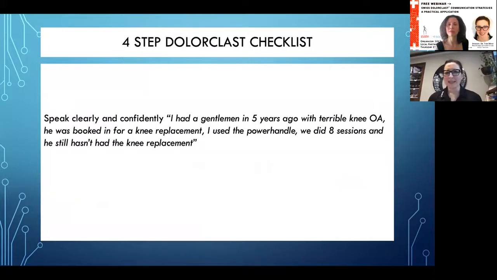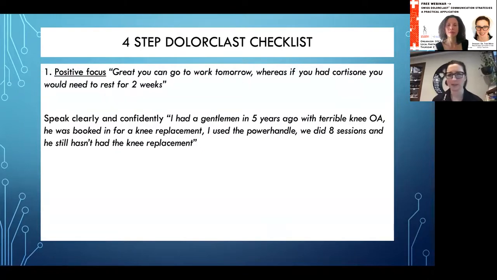So the 4 steps to the DolorClast checklist: speak clearly and confidently. I think this is really important. So if you say things like, I had a gentleman in 5 years ago with terrible osteoarthritis. He was booked in for a knee replacement. I used the power handle. We did 8 sessions and he still hasn't had the knee replacement. That's really confident. That's really clear. That's almost instilling and empowering for a patient to hear. Because who wants a knee replacement?